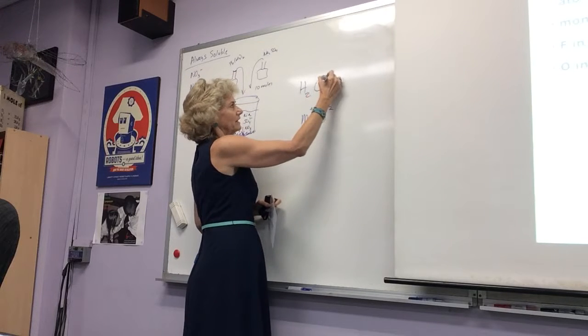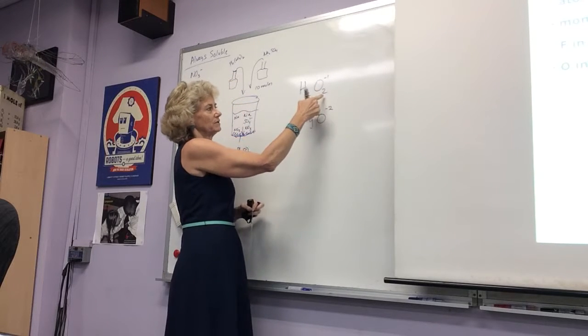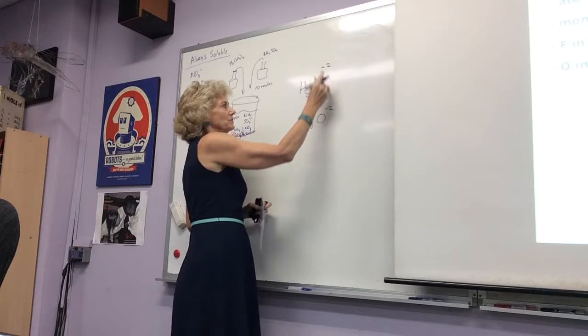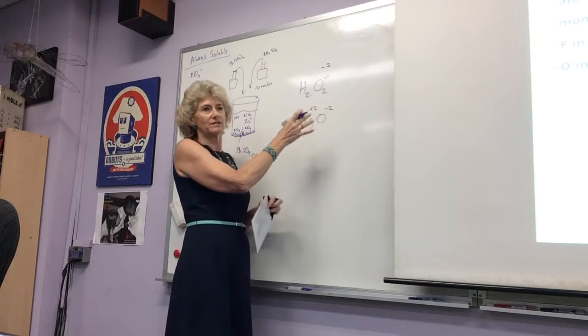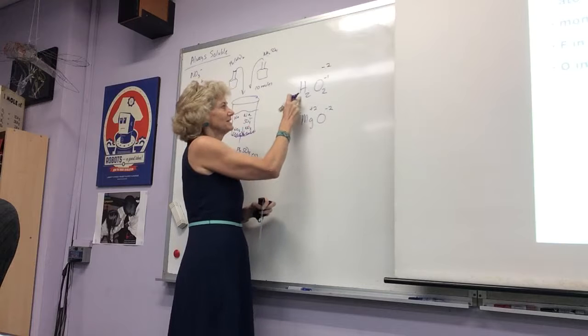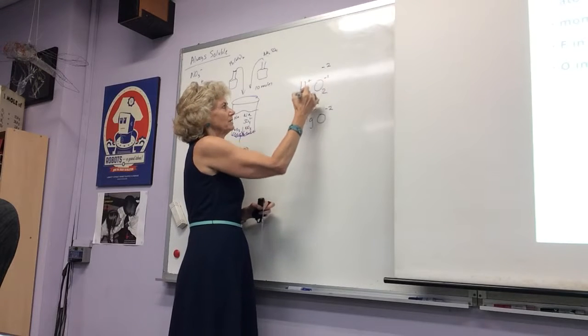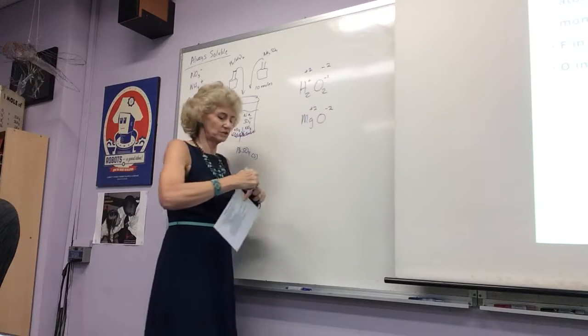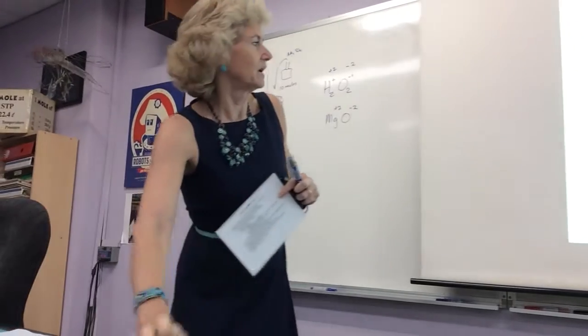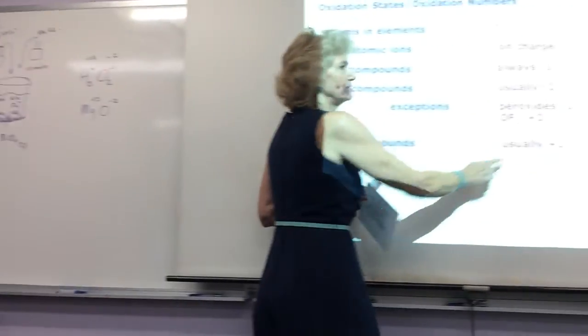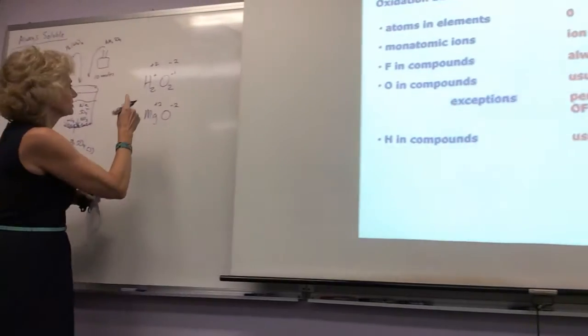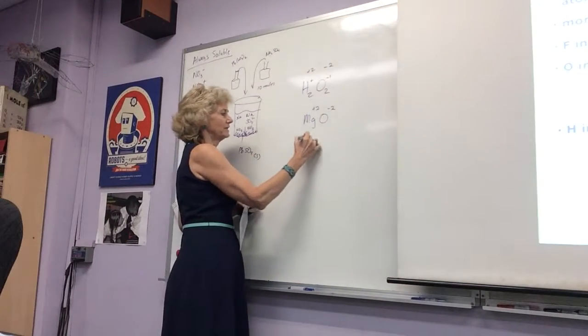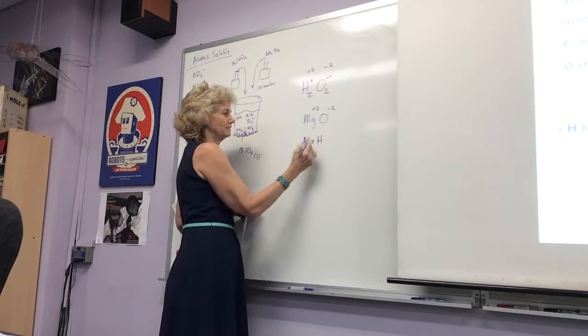This is hydrogen peroxide. Its oxidation is minus 1. There's two of them. So this negative oxidation number is minus 2. That means each one of these has to be plus 1 for that to be positive 2. And that's the next one. Hydrogen is almost always positive 1. You could almost always count on it being positive 1, except for hydrides.